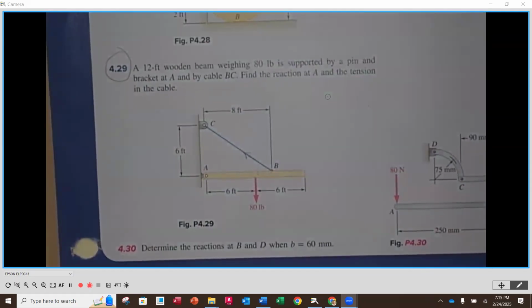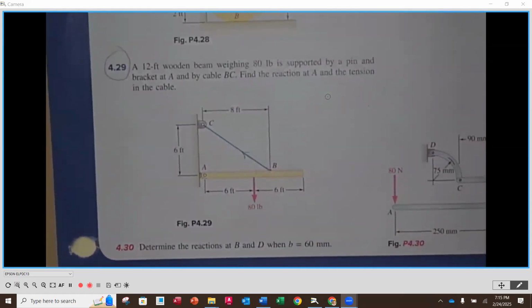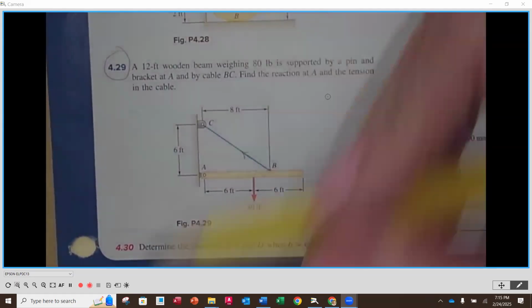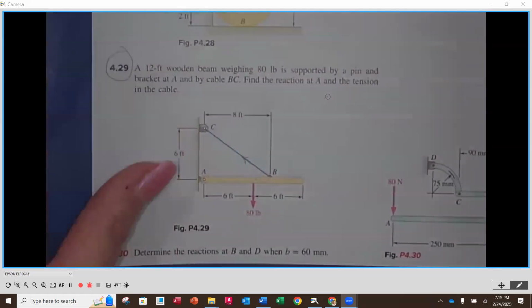So first things first, we've got to draw our free body diagram of what we see here. You're going to add the 80-pound force going down where they show it, and then you're going to show the reactions at A and at B on this beam. I'm going to draw mine in the background here. I'm going to let you draw yours, and then we'll compare.